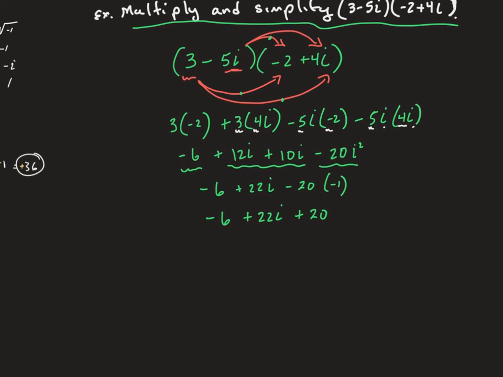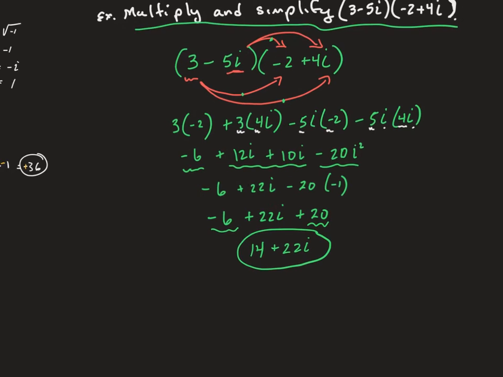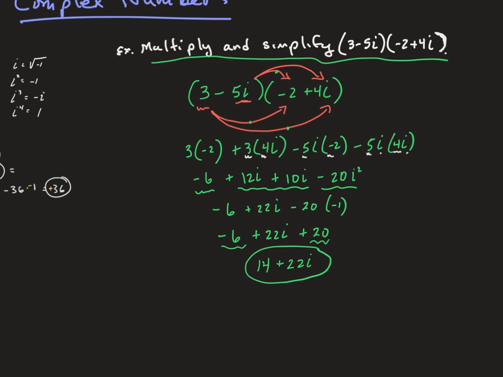And look, I can now do some more addition, combining like terms. I can combine my real numbers. I have 20 minus 6, and that is going to be 14. So 14 plus 22i is my complex answer. It looks like we were fortunate here. If you notice, I was able to bring it back down to a complex number with just a real number and an imaginary.